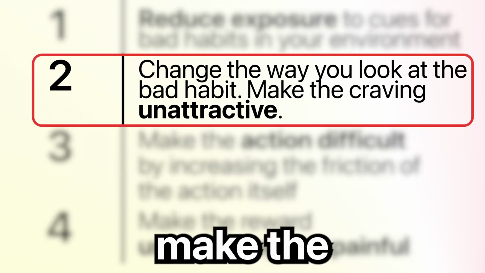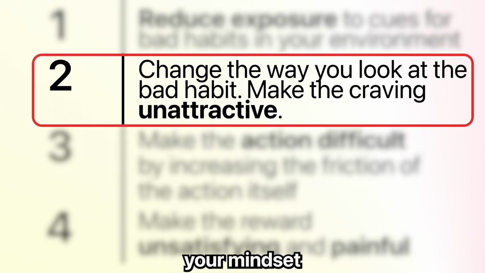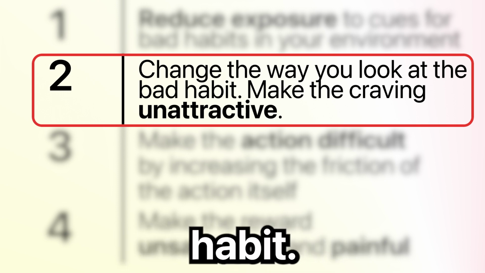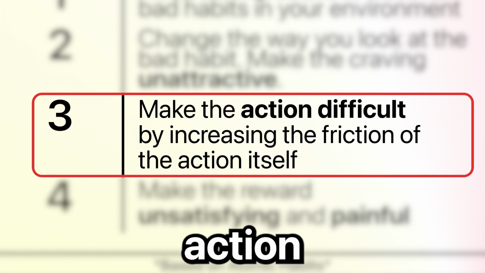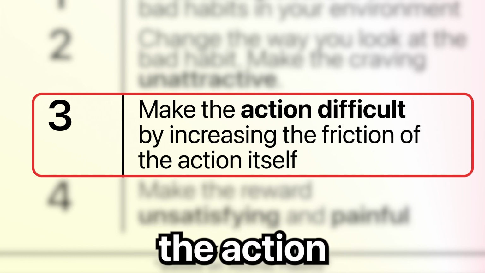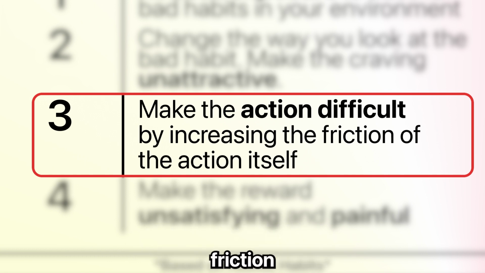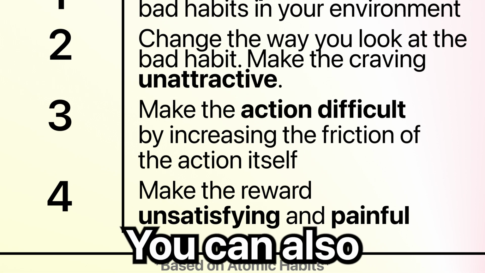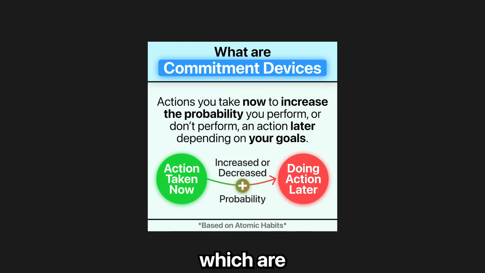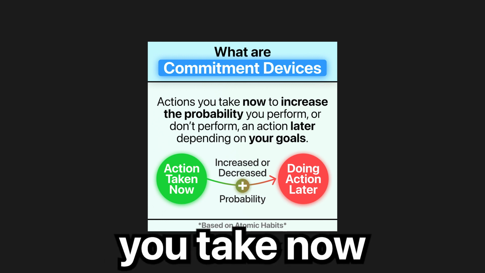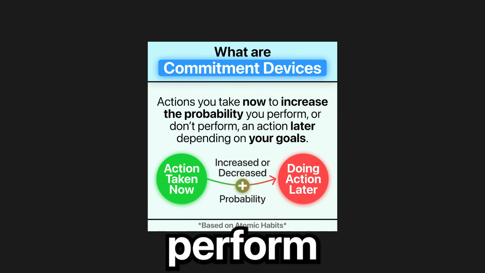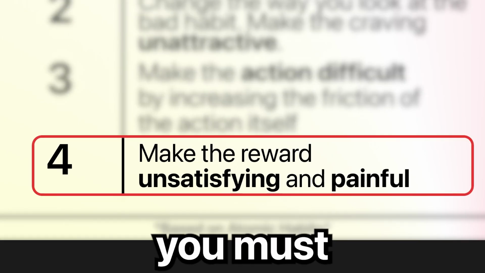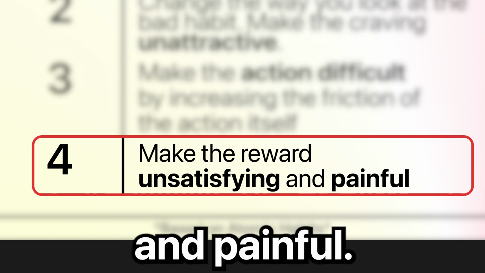Second, you must make the craving unattractive by reframing your mindset into realizing that it is more beneficial to avoid the bad habit. Third, you must make the action difficult by increasing the friction of the action itself. You can increase friction by increasing the number of steps you need to take to do the habit. You can also use commitment devices, which are basically actions you take now to increase the probability you will perform or don't perform an action later. Finally, you must make the reward unsatisfying and painful.